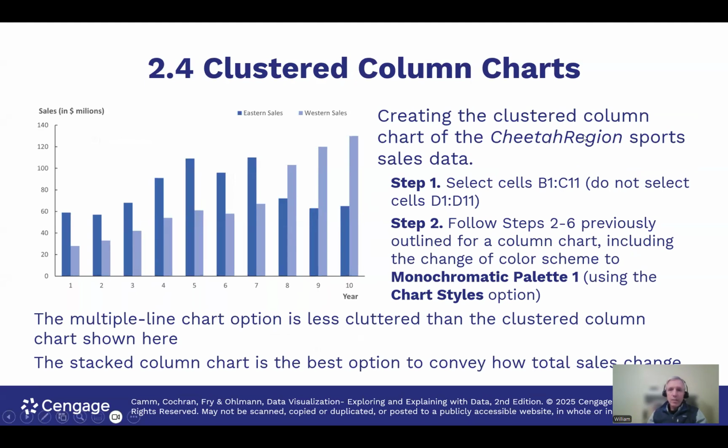Okay, to create a clustered column chart, we're going to follow this. So we're going to use Cheetah Sales again, Cheetah Region again, and we'll go B11 to C11. So we're just going to do the Eastern and the Western region. Don't select D11, or sorry, D1 to D11 because that's the total. We don't want the total. And then do what we did before, but make it a clustered column chart. Let's figure out how to do that.